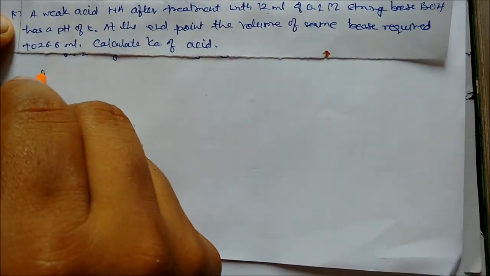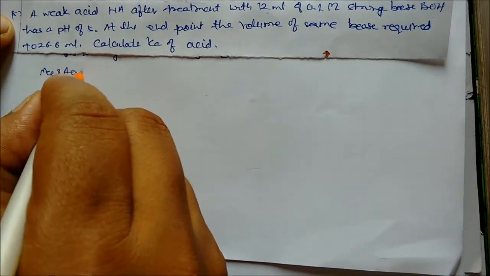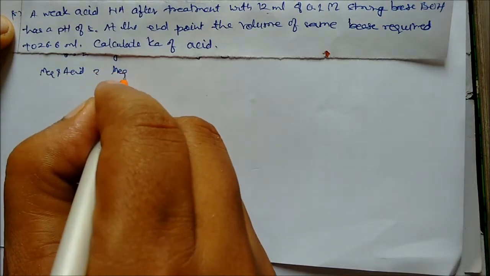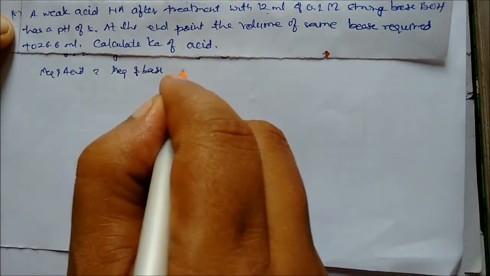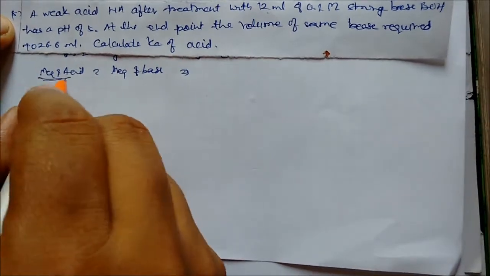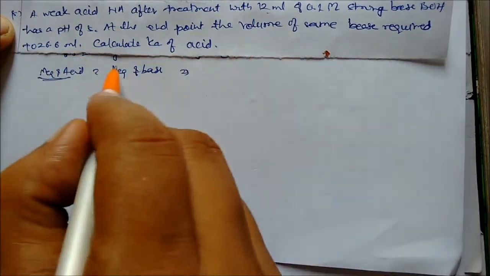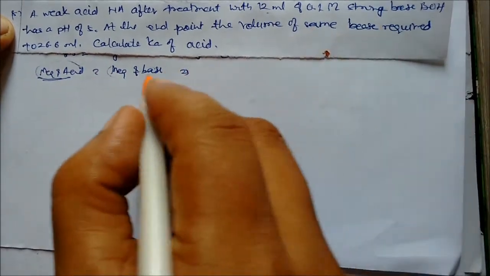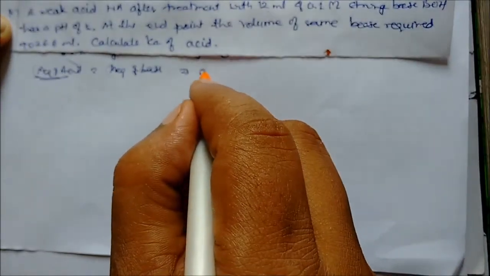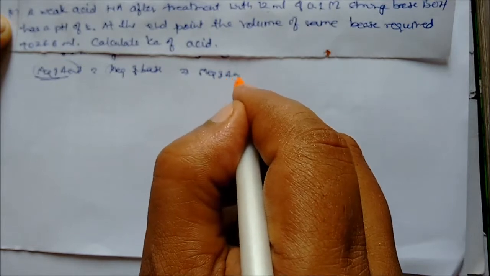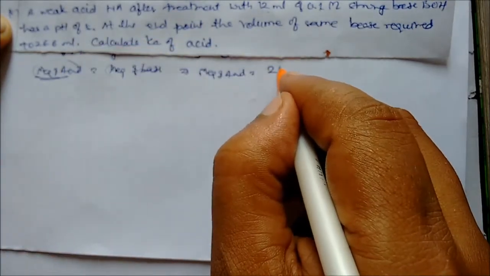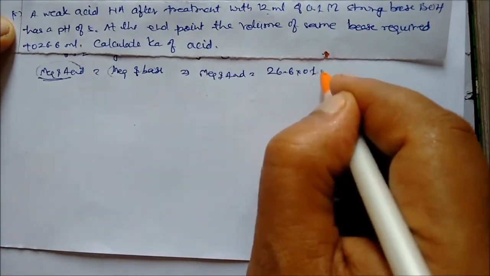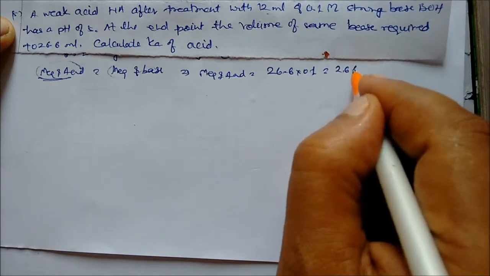So first you write milliequivalent of acid is equal to milliequivalent of base. From here, the milliequivalent of base is what they have given. So the milliequivalent of acid we can write here as 26.6 into 0.1 molarity, which is nothing but 2.66 milliequivalents.